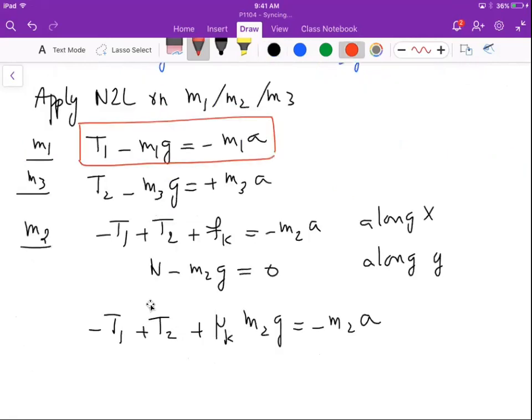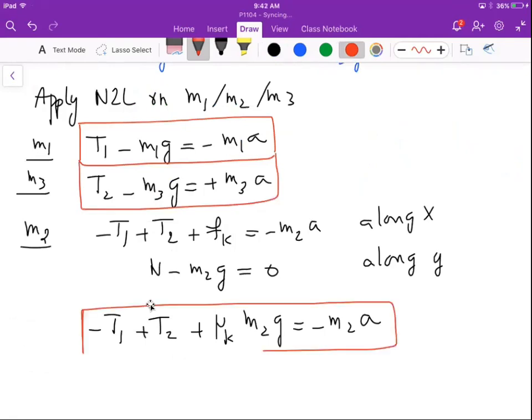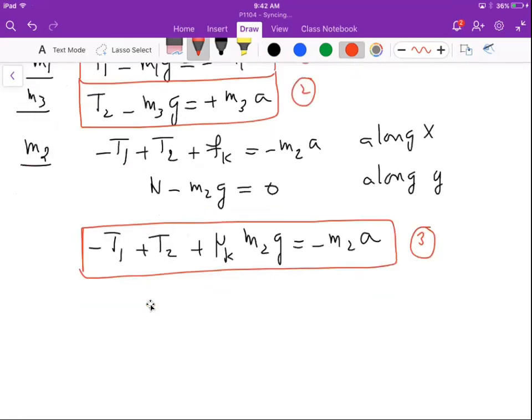So this is equation number 1. This is equation number 2. And this is equation number 3. So this is 1, 2, and 3. So all what you need to do now is to solve the simultaneous equations. So you have three simultaneous equations with three unknowns. We have T1, T2, and we have as well the A. So all what we need to do is to eliminate T1 and T2 to get A, or eliminate A to get T1 and then T2, etc.